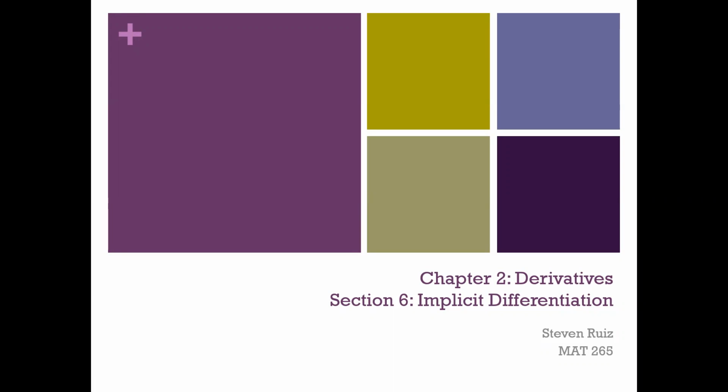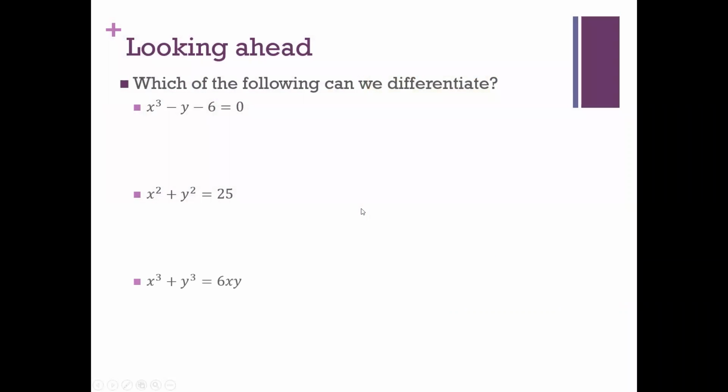All right, so our next section in chapter 2 is about implicit differentiation. We'll talk about what that means after we look at an example or two. But look at these three functions here. Or not, I guess I shouldn't use the word function. They might not be functions. But based on what we can do right now, can we find a derivative of that first equation? I heard a yes.